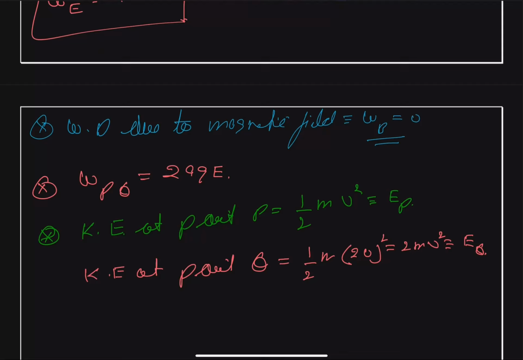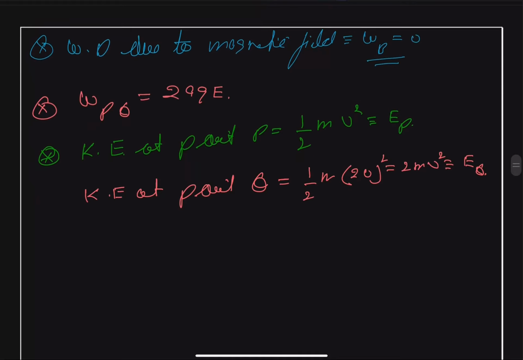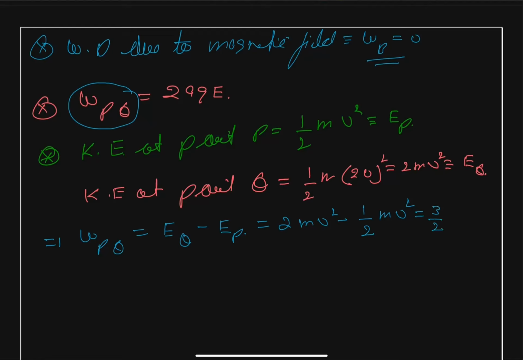And based on this kinetic energy, we can also find out the work done, and that work done will be the same, that is our WPQ. So WPQ will be equal to energy at Q minus energy at P. Energy at Q is our 2mv square minus half mv square, and this gives us 3/2 mv square. So this is also W. Let us call this equation 1 and equation 2.